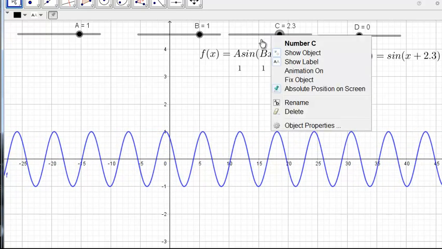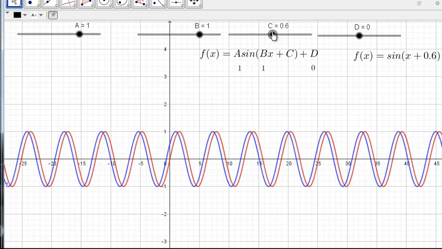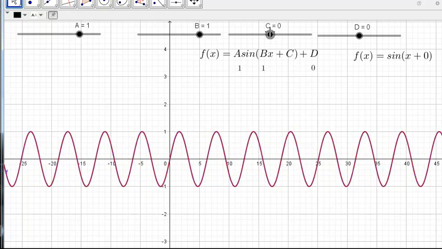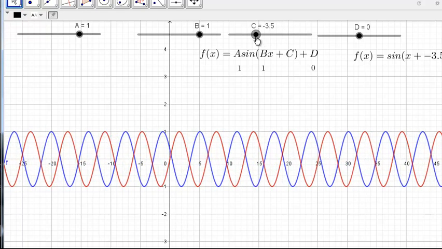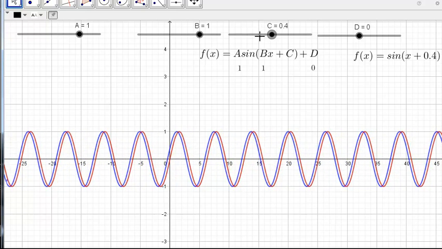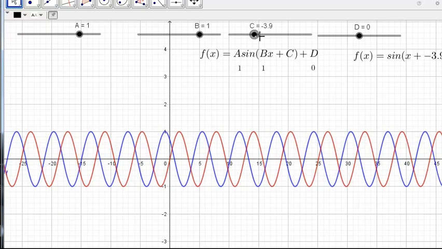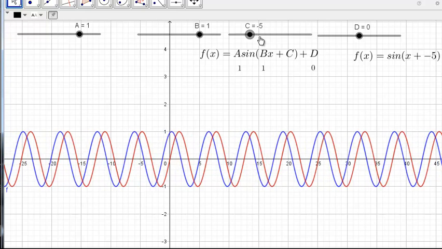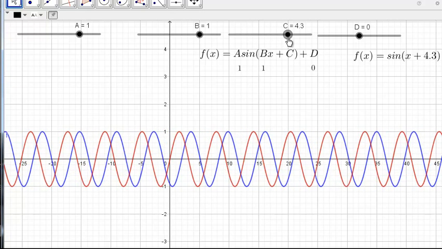Let me write the standard function in so that you can have some reference. So once again, I bring C back to 0, and then I move C. So the function that I'm displacing is the blue one. So I can move it to the left, and I can also move it to the right. I have moved it 5 units to the right, and so what we have here is x minus 5. I can move it 5 units to the left by then having it become x plus 5.